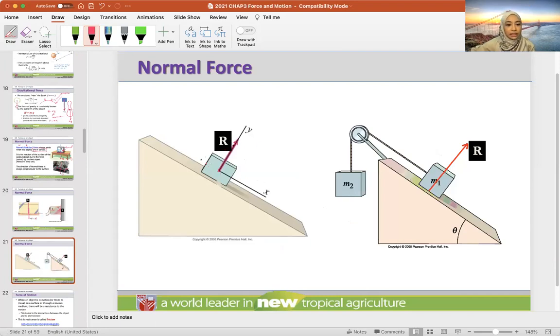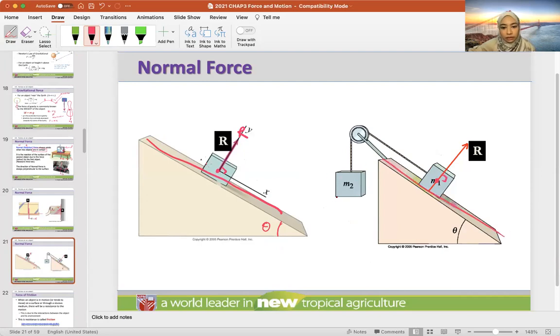And then we have this box on an incline. This incline has some angle. So dia punya contact surface is the incline. Therefore, the reaction force is here 90 degrees. Starts from the center of the object. Sama juga kat sini. Starts from the center of the object. Reaction force 90 degrees to the surface.